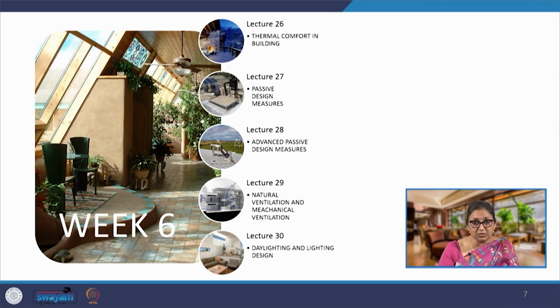Before we moved on to these strategies, we looked at some basic terminologies and understood thermal comfort in buildings, because most of the energy is actually consumed in buildings for creating thermal comfort. And then we looked at some of the passive design measures, advanced passive design measures, natural ventilation and mechanical ventilation techniques, and daylighting, all of these strategies together would give us savings in terms of the energy consumption in buildings.